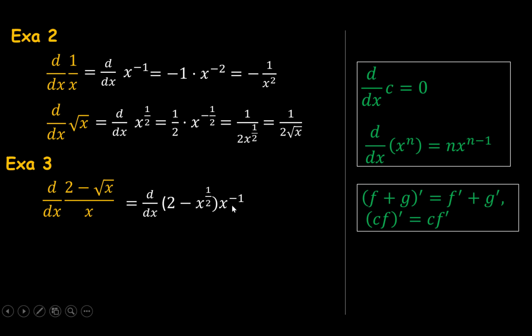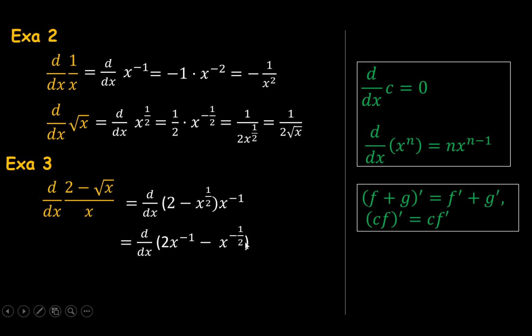Then if you multiply x to the minus 1 into here, you just get 2 terms, each is a power. So you multiply this here, you get a 2x to the minus 1, and then x to the minus 1/2, because 1/2 minus 1 is minus 1/2. And then simply apply the power rule for each of them. Actually, those are exactly the functions that we saw here.